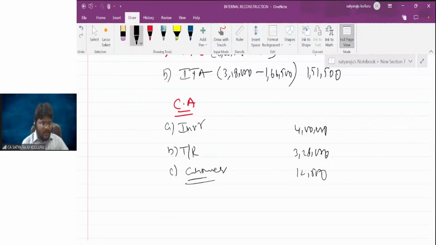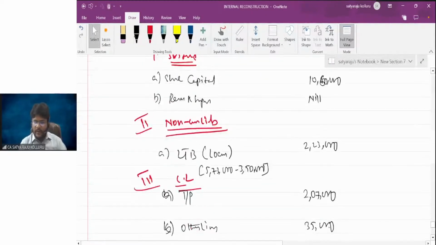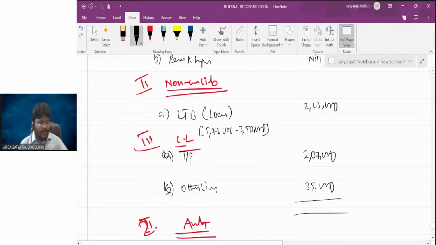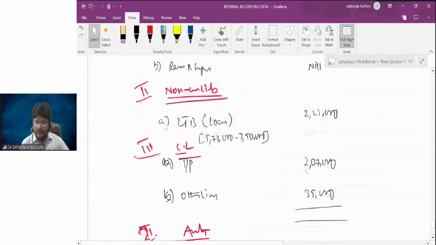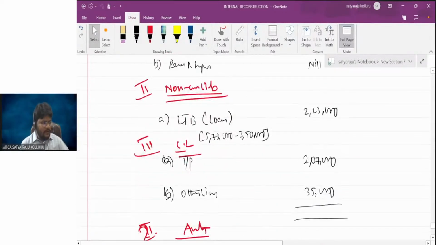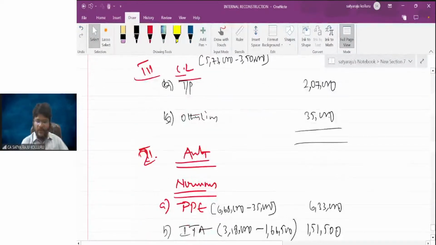Let me know the totals of the balance sheet from your end. Anything ignored, guys? We all worked it out, right? Now let me know, guys, the total of the liabilities and the total of the assets quickly. 10,60,000 plus 2,23,000 plus 2,07,000 plus 35,000. That is 15,25,000.